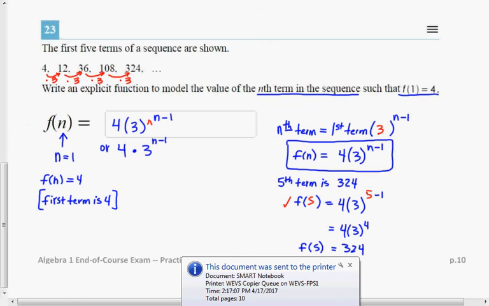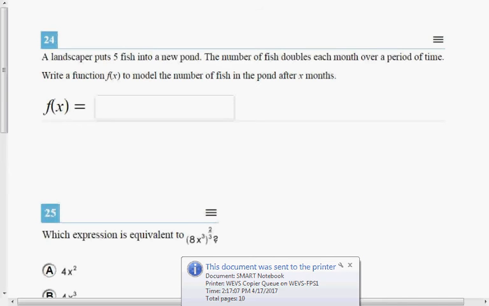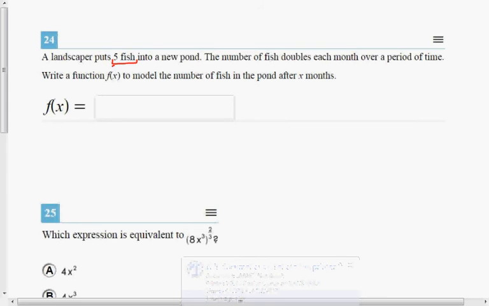Let's look at 24. It says a landscaper puts 5 fish into a pond. That's where we're starting at. And the number of fish doubles each month, times 2 each month over a period of time. Write a function to model the number of fish in the pond after x months. This is a doubling problem here.